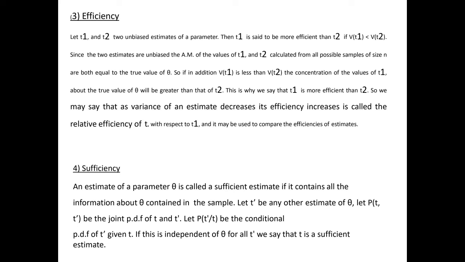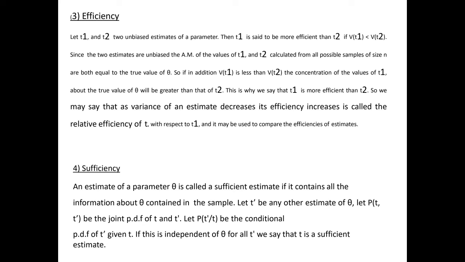So, if in addition variance of T1 is less than variance of T2, the concentration of the values of T1 about the true value of theta will be greater than that of T2. This is why we say that T1 is more efficient than T2. So, we may say that as variance of an estimate decreases, its efficiency increases. Variance of T2 by variance of T1 is called the relative efficiency of T2 with respect to T1, and it may be used to compare the efficiencies of estimates.